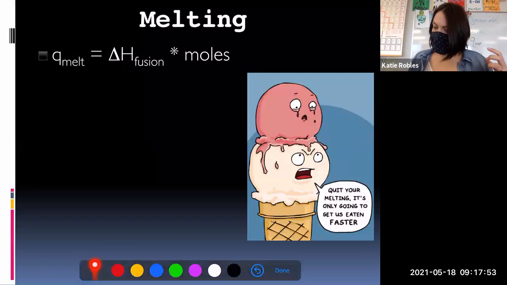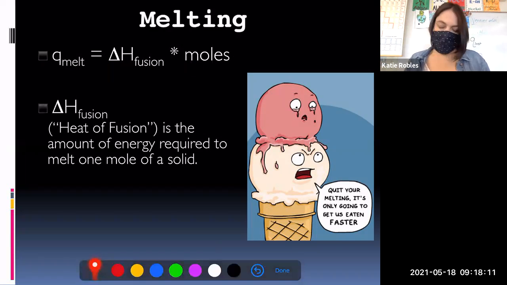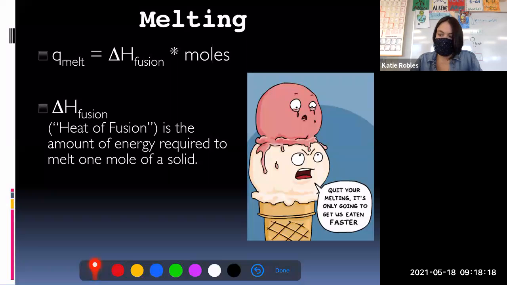Melting has its own equation. Q melt equals delta H fusion. This is read as the heat of fusion times the number of moles of the substance. The heat of fusion is, by definition, the amount of energy required to melt 1 mole of a solid. There is a reference table attached to this chapter in the notes.